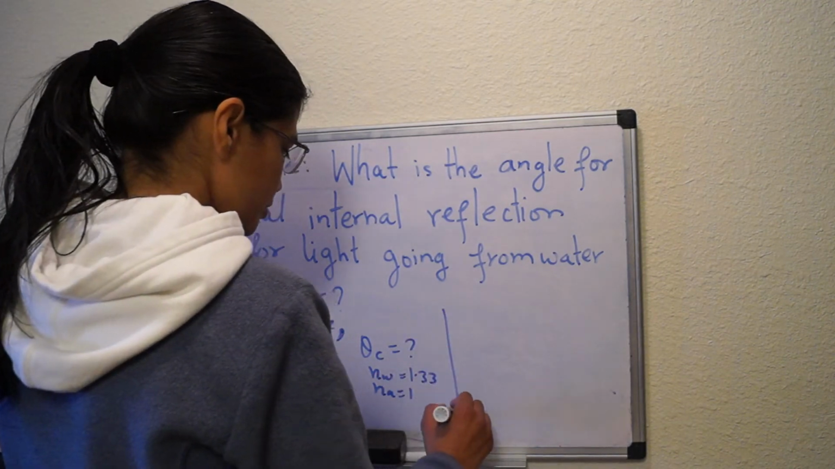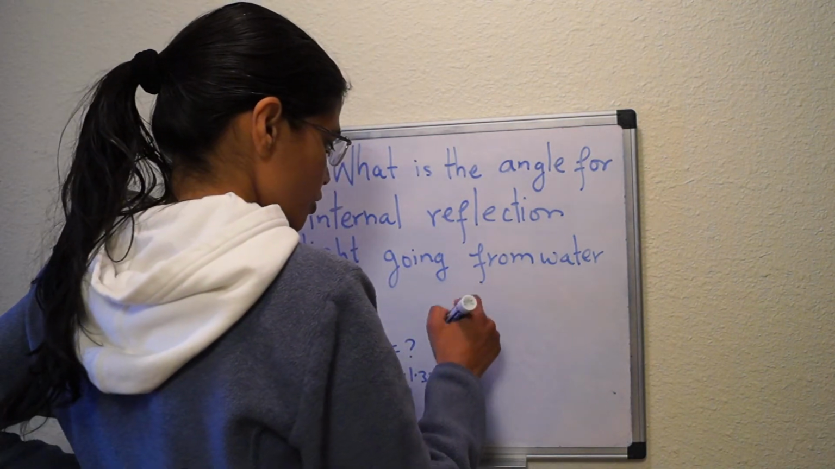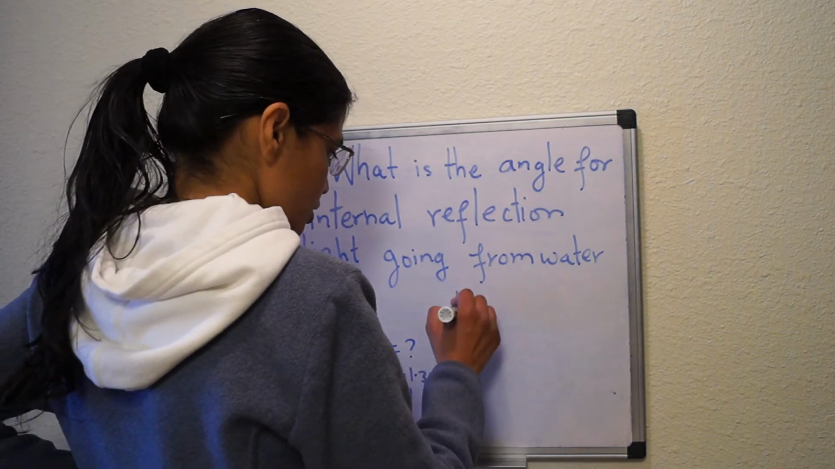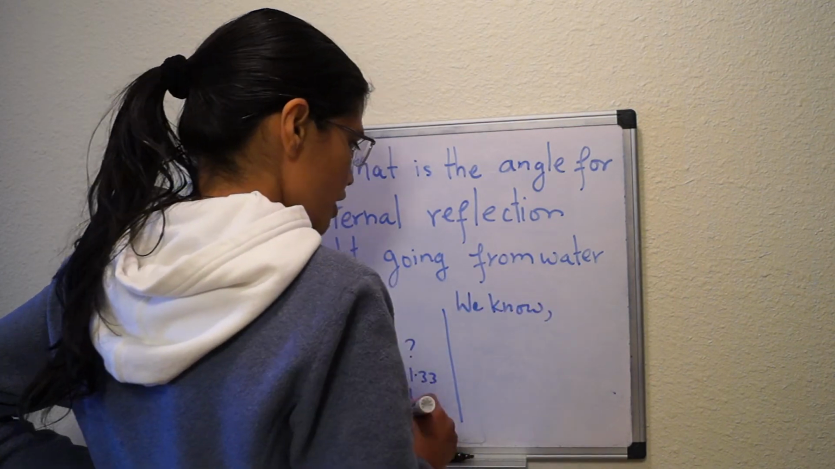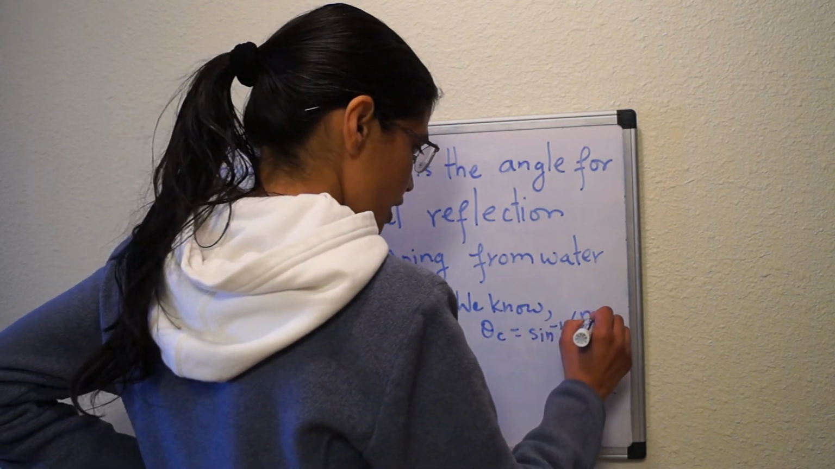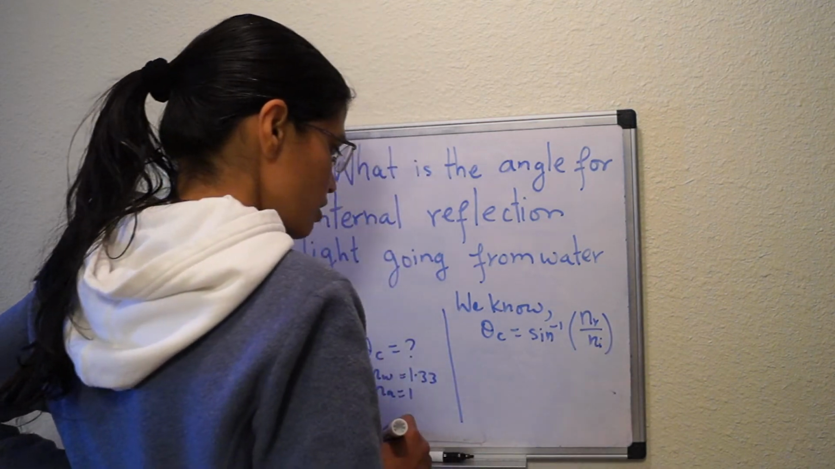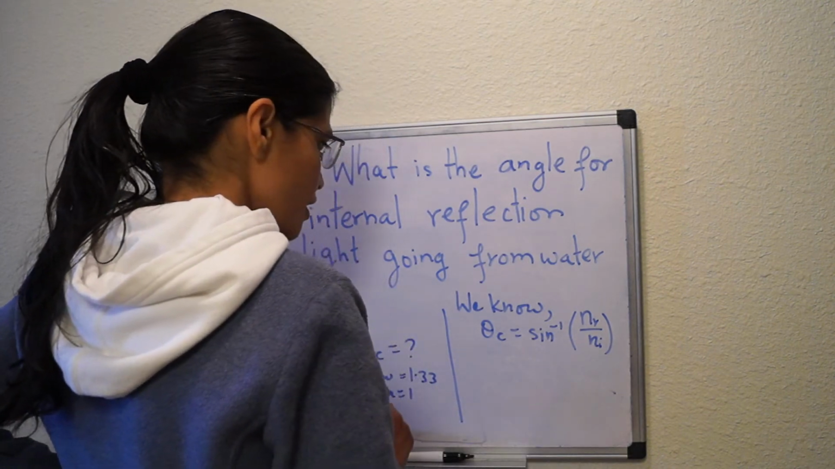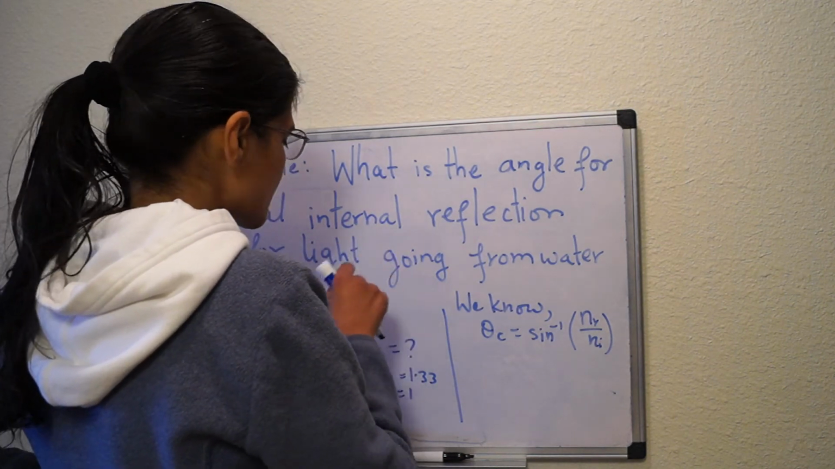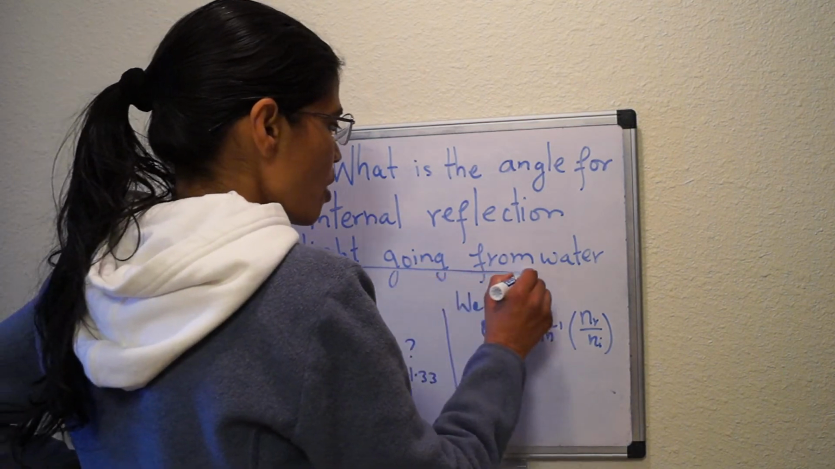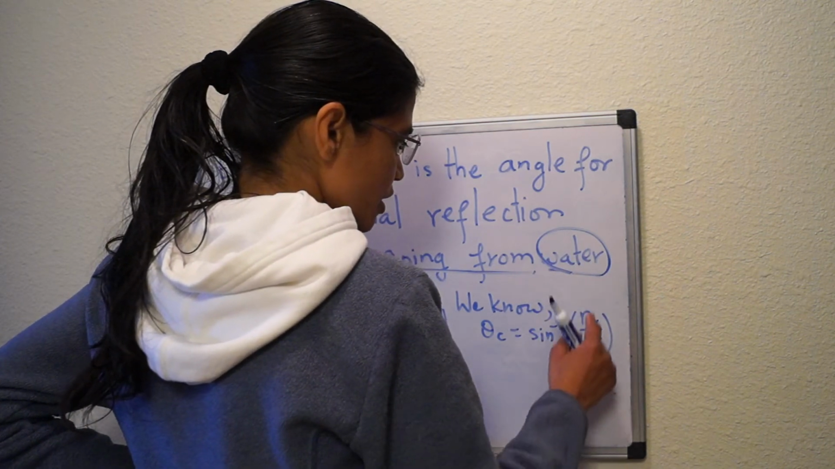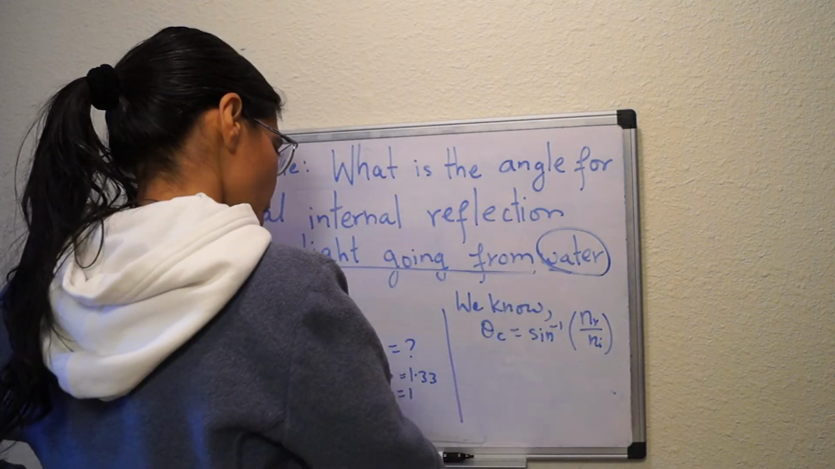Now, from the condition for total internal reflection, or really the calculation, we know the critical angle is given as theta c equals sine inverse of NR by NI, right? So here, what would be our NI? Where the light is going from, that would be the incident medium, the medium through which light is incident. So it is going from water, so the refractive index of incidence is the refractive index of water. It is going from water to air.